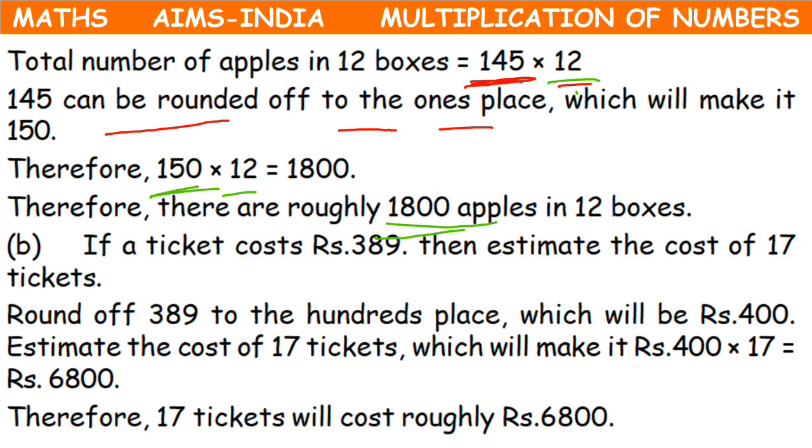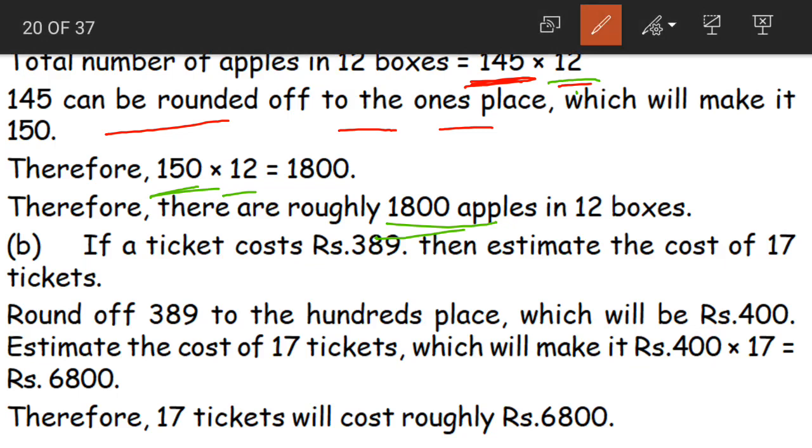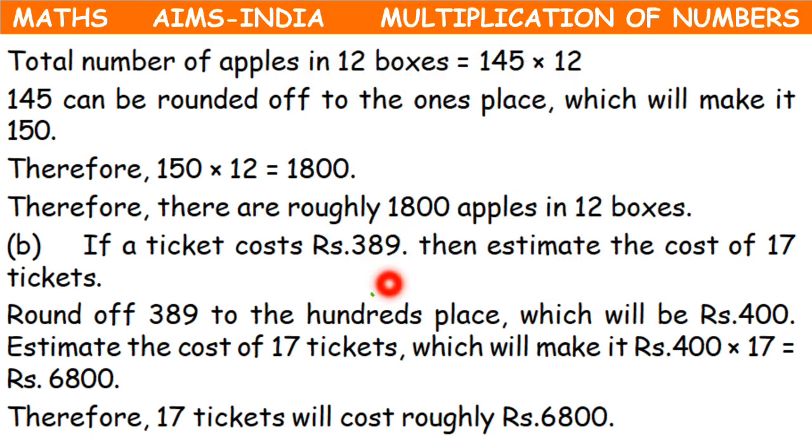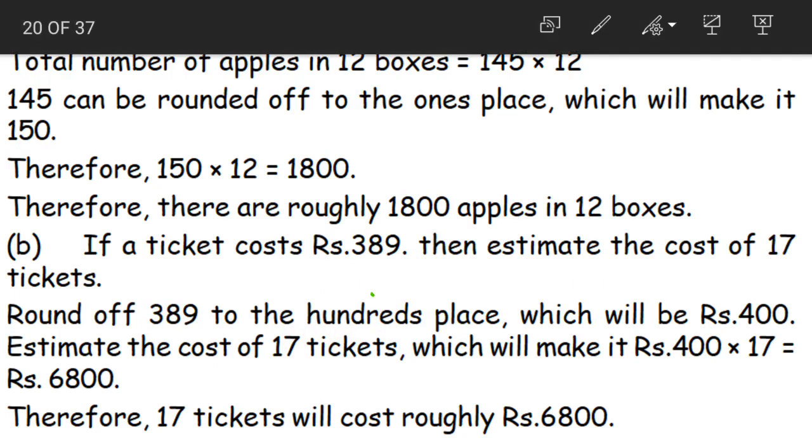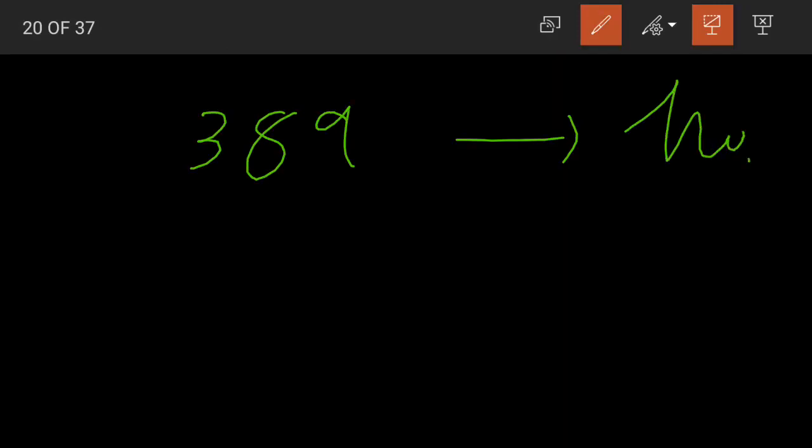Next, again looking at another problem. Number B. If a ticket costs rupees 389, then estimate the cost of 17 tickets. Now what are we doing here? One ticket costs 389 rupees. Now we need to estimate the cost of 17 tickets. Again, what should we do? We should round off this bigger number. We are rounding off 389 to the hundreds place.